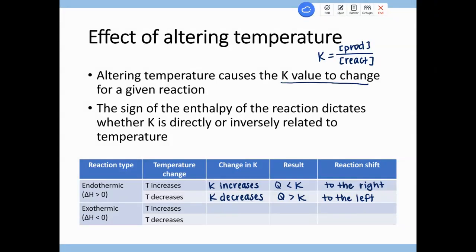Okay. For an exothermic reaction, we see the opposite for the same change in temperature. Exothermic reactions release energy overall. So energy is kind of like a product. It's being produced by the reaction. So if you add more energy by increasing temperature, that's going to prevent the forward reaction producing products, and it will cause the reverse reaction to occur and produce more reactants. So K decreases. With K decreasing, Q will be greater than K, and the reaction will shift to the left.